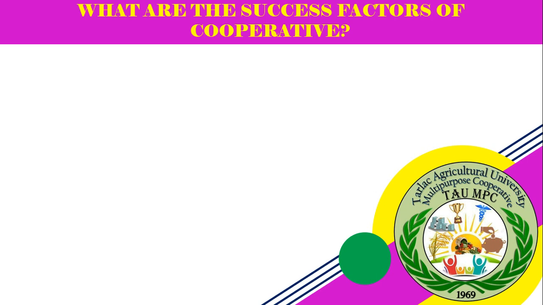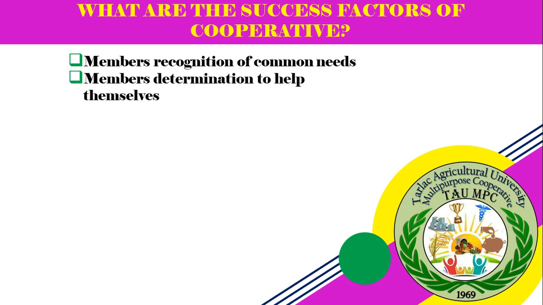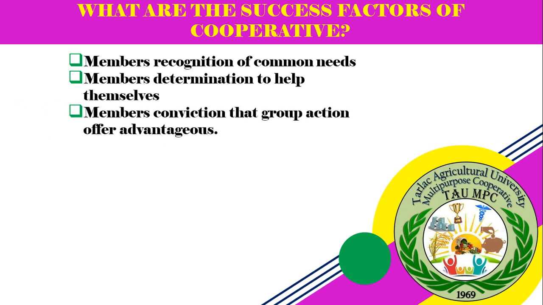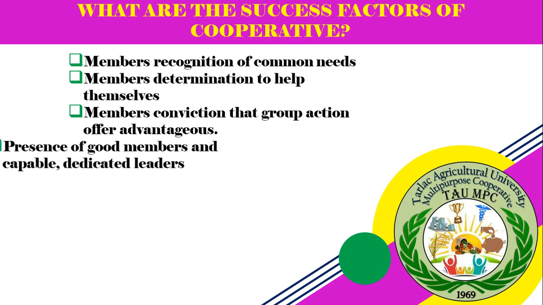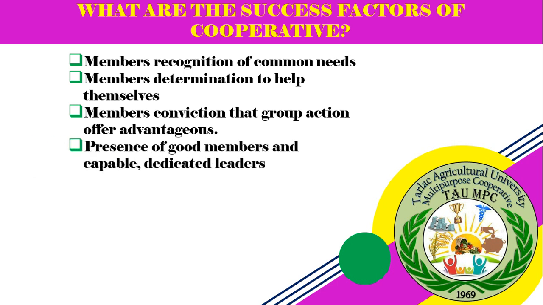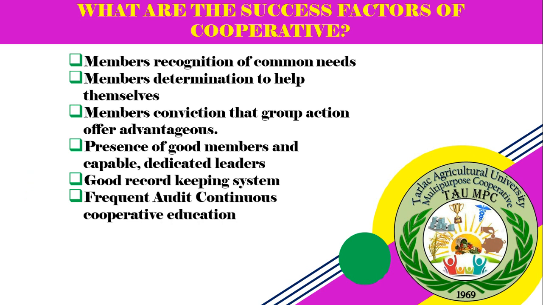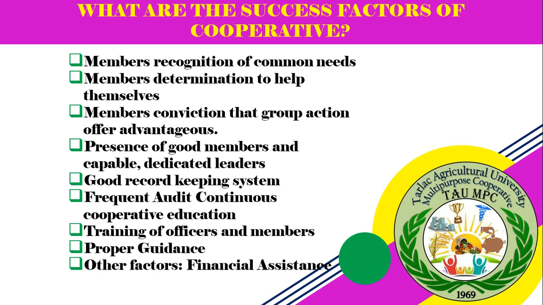What are the success factors of a cooperative? Members' recognition of common needs. Members' determination to help themselves. Members' conviction that group action offers advantages. Presence of good members and capable, dedicated leaders. Good record-keeping system. Frequent audit, continuous cooperative education. Training of officers and members. Proper guidance. Other factors: financial assistance.